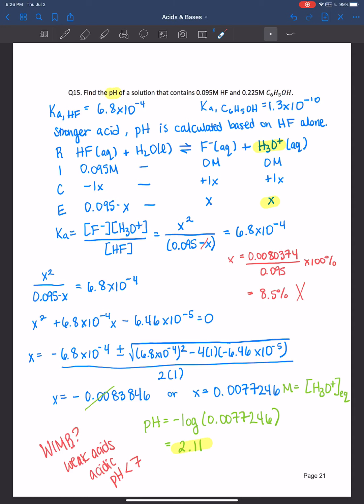So in summary, when you have a mixture of weak acids, check out their Ka values. The one that is going to have a significantly larger Ka is the acid you will use to calculate the pH of the solution. So you'll need to calculate the hydronium ion concentration at equilibrium in order to solve for the pH.